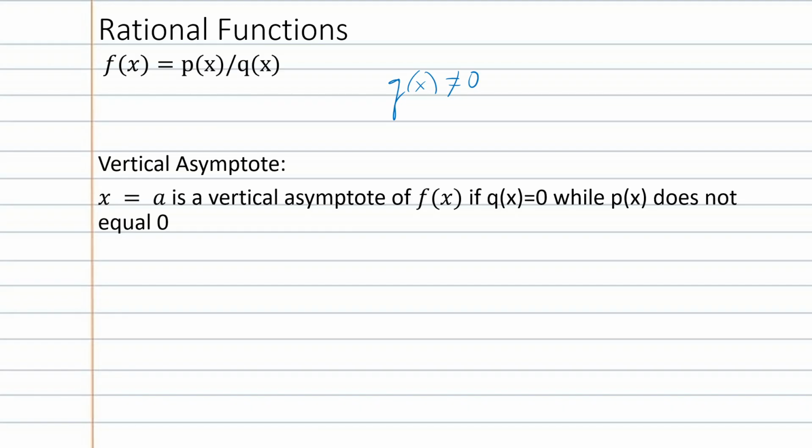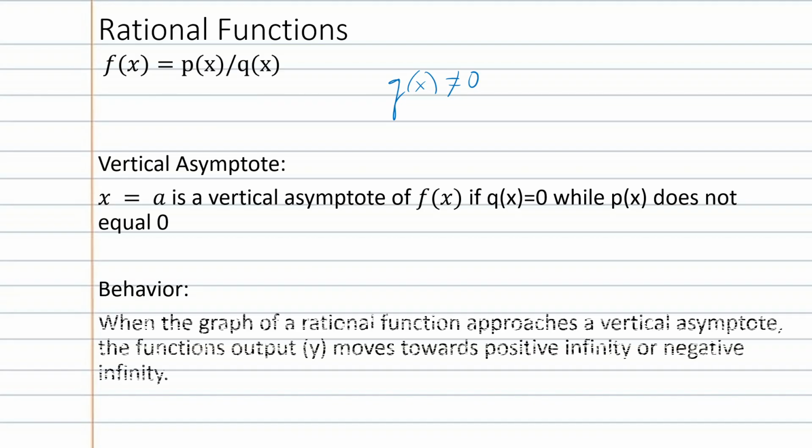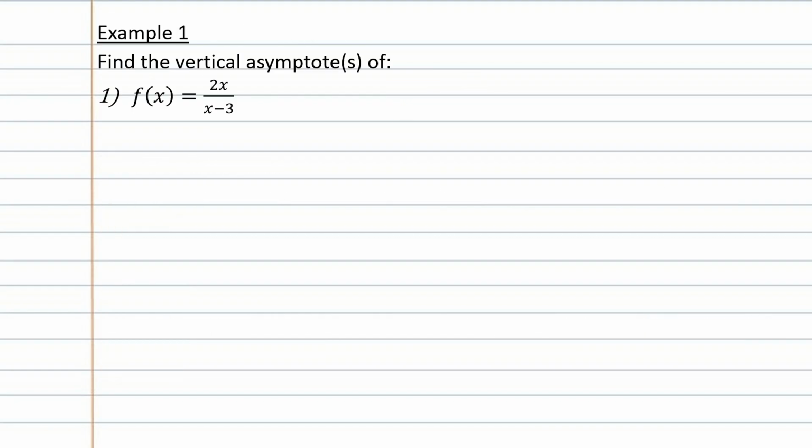A vertical asymptote is set up as x equals a is a vertical asymptote of f of x if q of x equals 0 while p of x does not equal 0. So basically, if we can find those points that would make the denominator equal to 0, those will be the vertical asymptotes when it comes to graphing our graph because the function cannot equal 0 at those points. What happens with this behavior is when the graph of a rational function approaches a vertical asymptote, the function's output y moves towards positive infinity or towards negative infinity. And we're going to look at some examples of this.